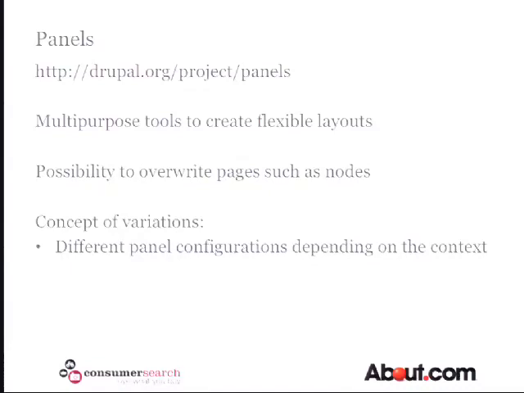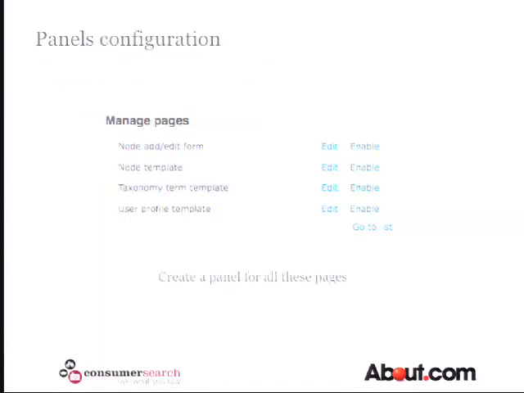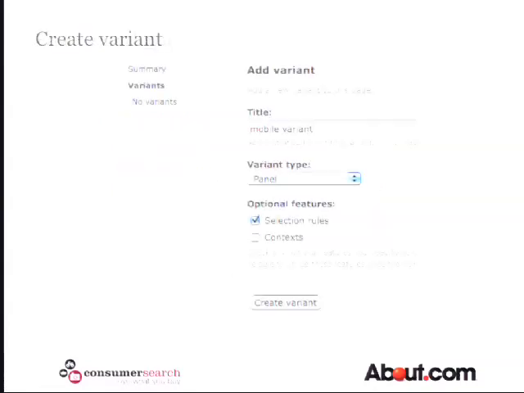So when you use panels, you can override certain types of pages. Here when you go to panels, you immediately see this block where you say, I want to override the node template, reconfiguring how somebody sees this node. And again, when you configure how this node is being displayed, panels allows you to create variants. Variants allow you to create rules, and each of these rules triggers which variant of this panel you see.